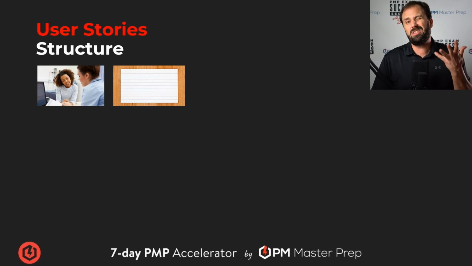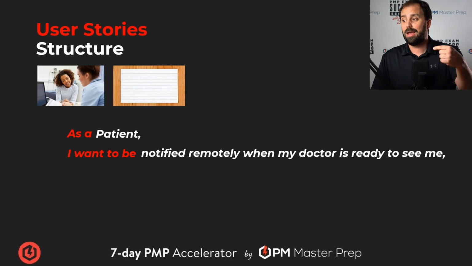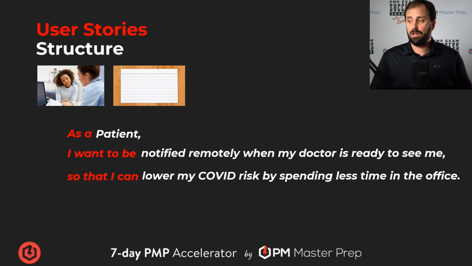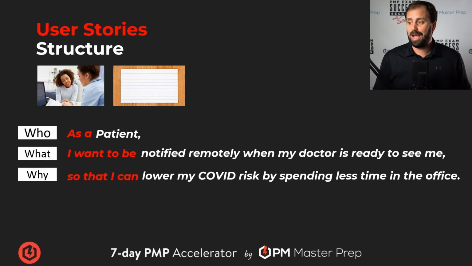Now, let's look deeper into the structure of one of those. What do we say? As a patient. So as a patient, we're framing who it's about. I want to be notified remotely when a doctor's ready to see me. That's telling what we're dealing with here. And then lastly, so that I can lower my COVID risk by spending less time in the office. So there are three things here, right? As we see in the red: as a, I want to, so that I can. Now, what does that frame up? Who are we talking to? Whose eyes are we looking through? What do they want? And then why does it matter? What's the rationale, the logic behind it?